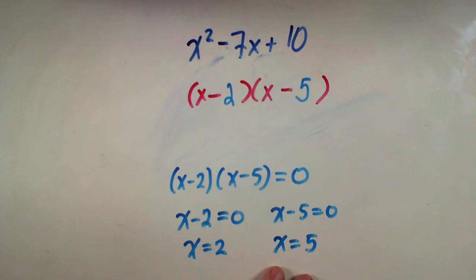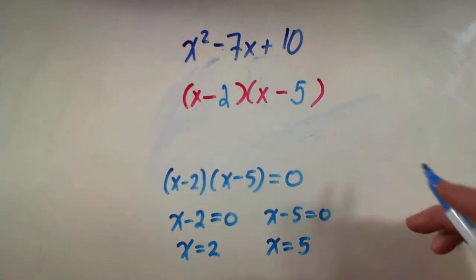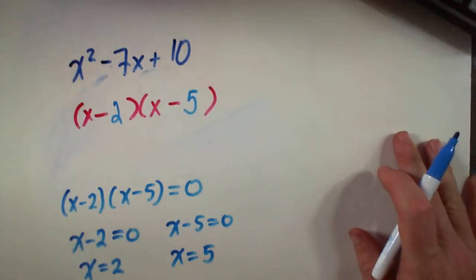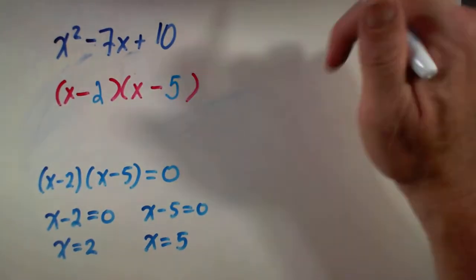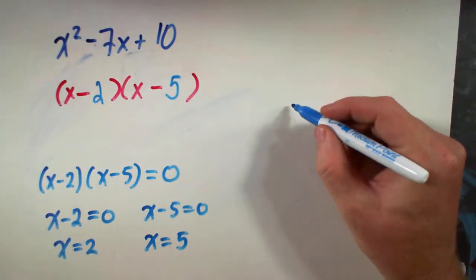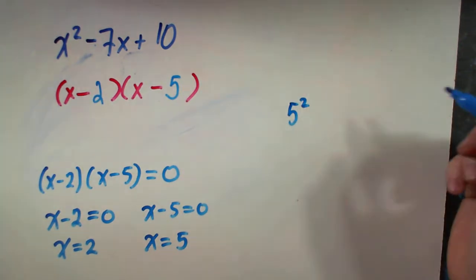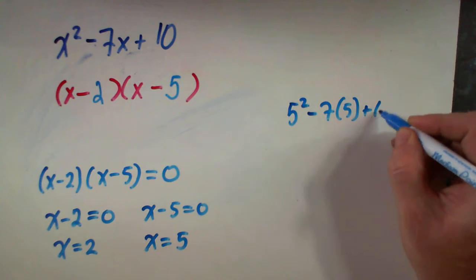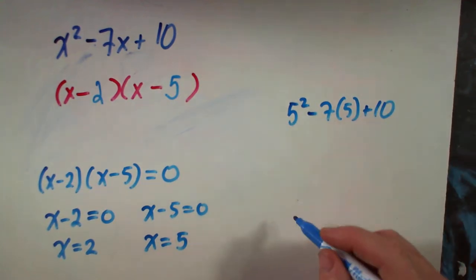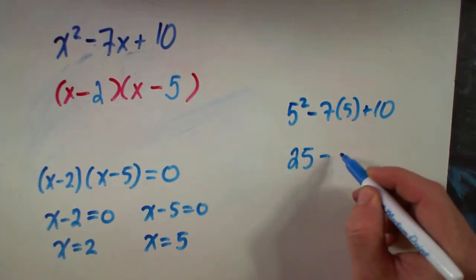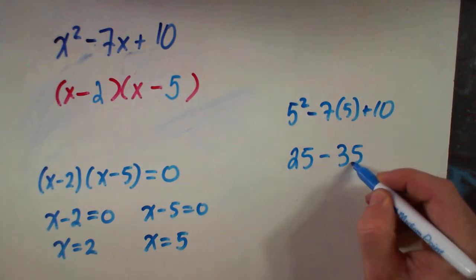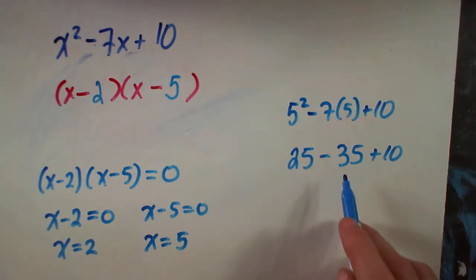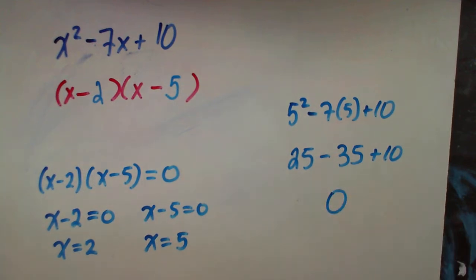Now I'm just going to take one of these and plug it back in so that you can see. If I plug that 5 into my original trinomial, I would get 5 squared minus 7 times 5 plus 10. 5 squared is 25, minus 7 times 5 is 35, plus 10. 25 plus 10 is 35, minus 35 gives me 0.